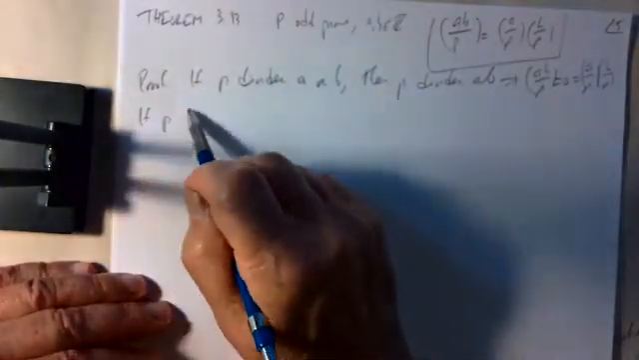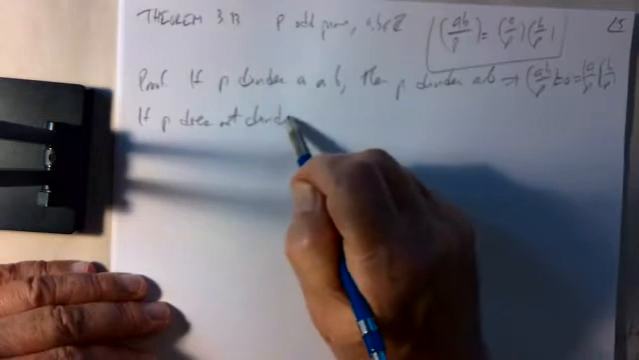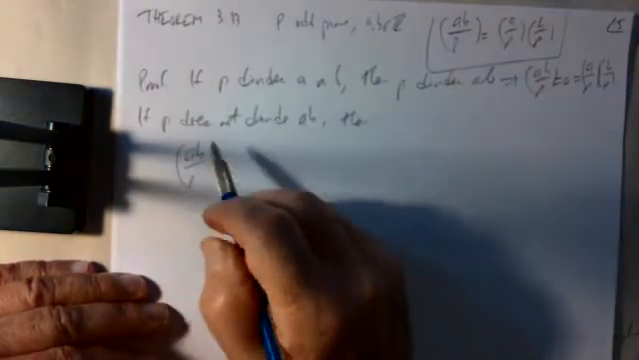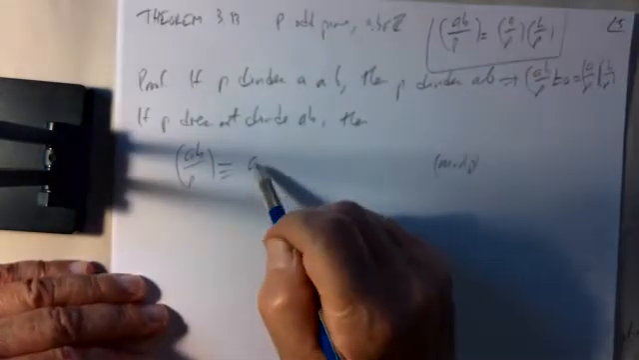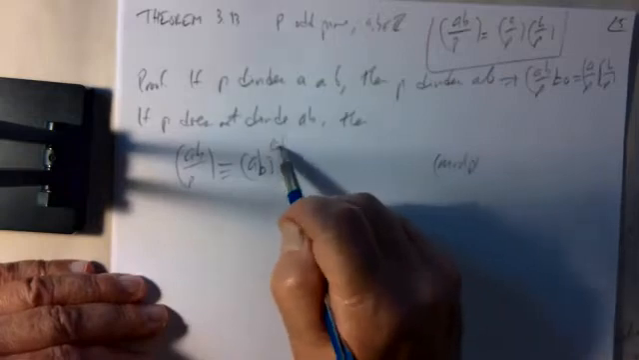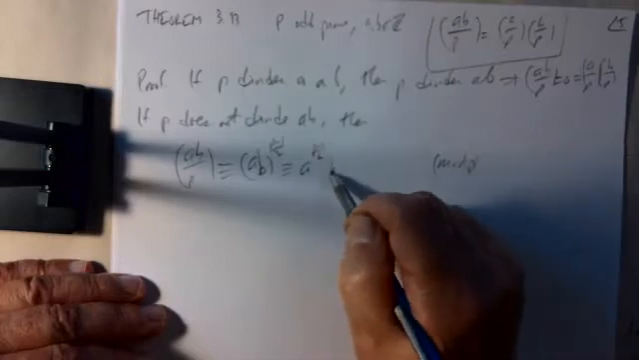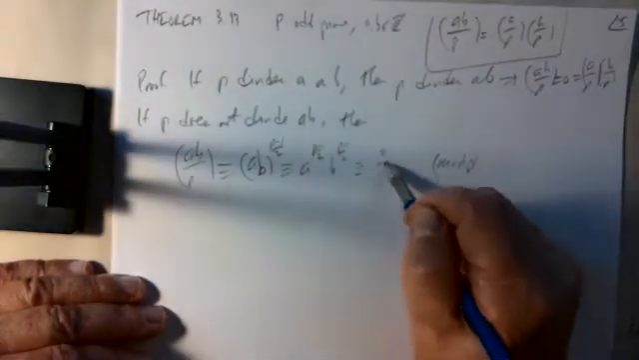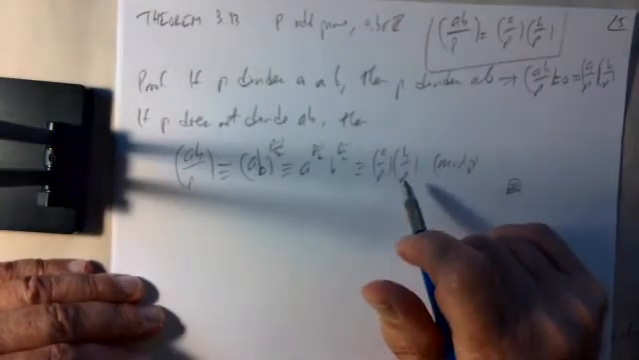And the second case is if P does not divide either one, which means it doesn't divide the product, then AB over P, so we know this is all mod P, is congruent to AB to the P minus 1 over 2, which is the same as A to the P minus 1 over 2 times B to the P minus 1 over 2. And this is congruent to A over P, and this is congruent to B over P. And that's the whole proof.